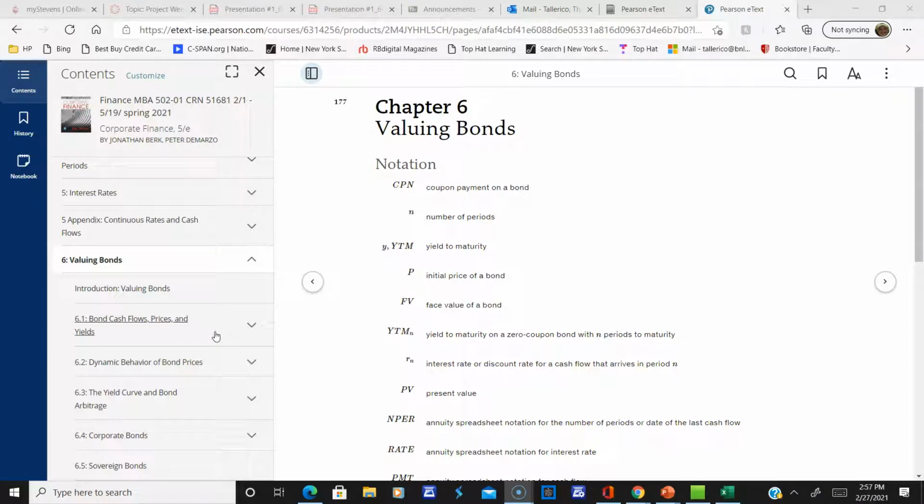All right, I'm going to redo chapter 6 here, bonds, because the last time I did this, somehow I shut my mic off. I definitely know it's on now. The light's flashing green, so it looks like everything is good.